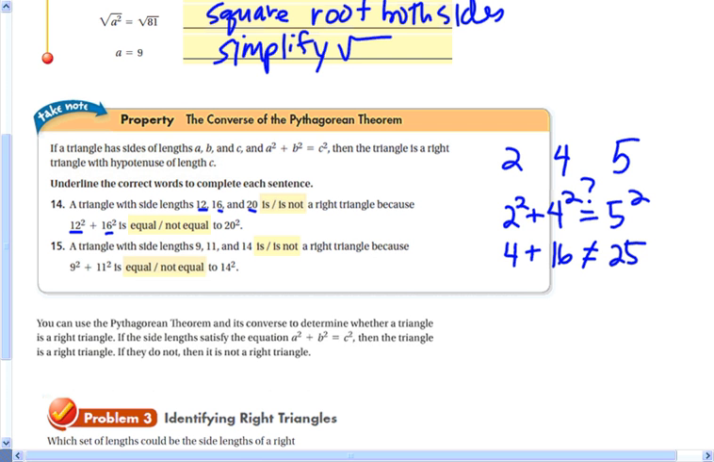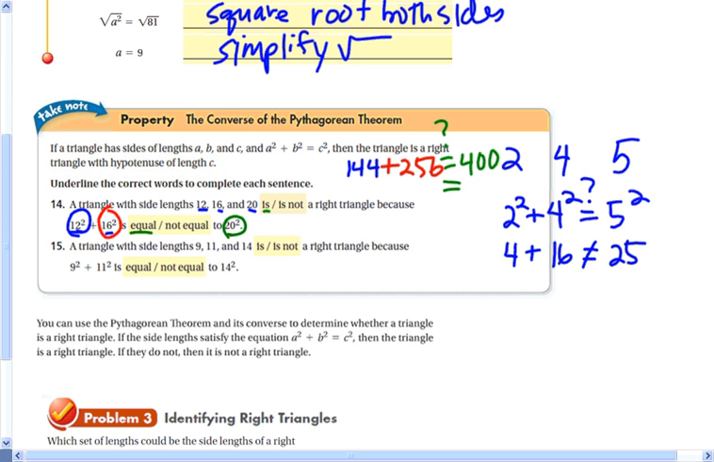And 12 squared is 144. I'm just going to put my work up here. So 12 squared, 144. 16 squared is 256. If those two add up to 20 squared, I'll do that in green, then I got a right triangle. And 20 squared is 400. So we want to see if this is true. Question mark. 144 plus 256 is equal to 400. So we're going to say it is a right triangle because that is equal to that.